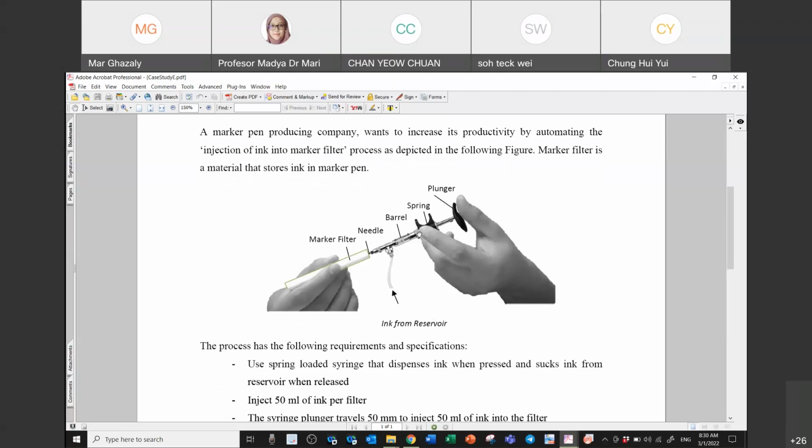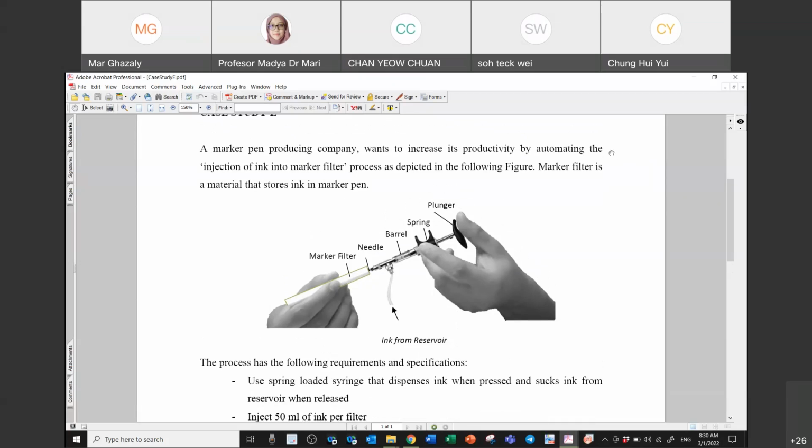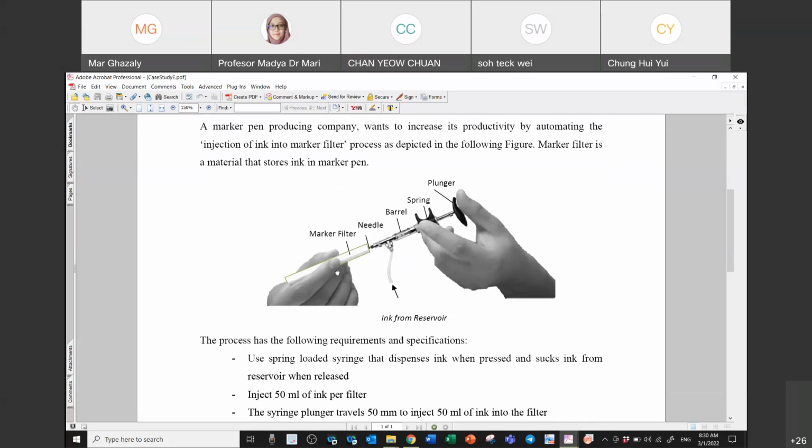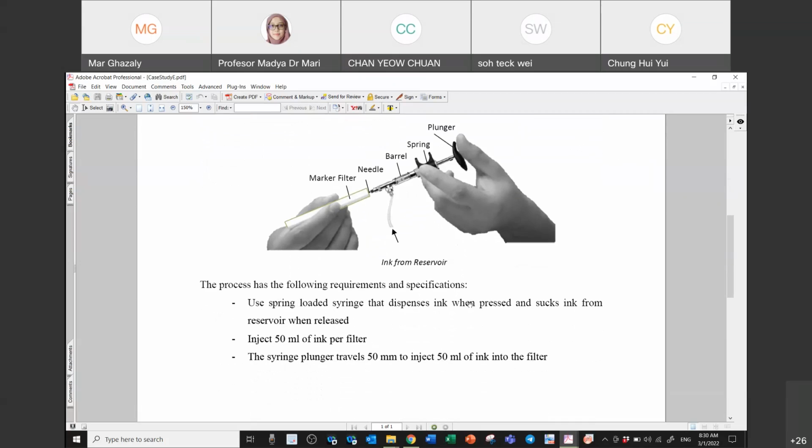You need to have a plunger, spring, and then barrel. Barrel is where you are going to insert the ink into the marker filter. The problem is to automate the injection of ink into the marker filter. The process has the following requirement specification. Using a spring-loaded syringe that dispenses ink when pressed and sucks in from the reservoir when released. This first sentence is explaining this part.